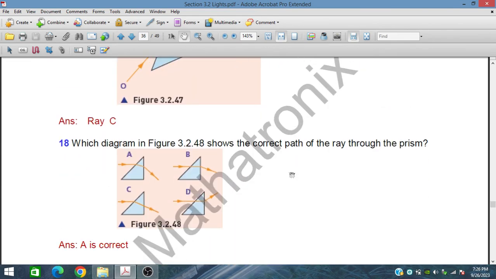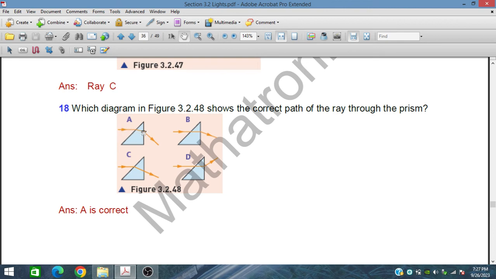In the next question, number 18: which diagram in the figure shows the correct path of the ray through the prism? This one, A, is bending like this, and B is straight, so it cannot be right. So A is correct because it will bend here because of the normal.